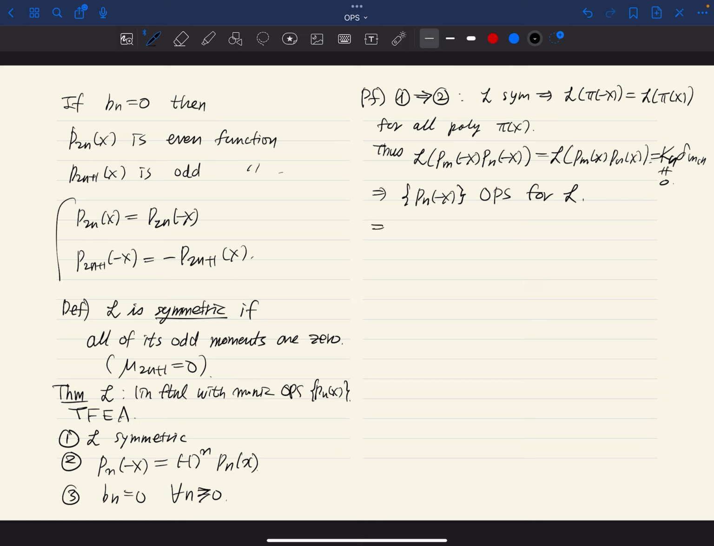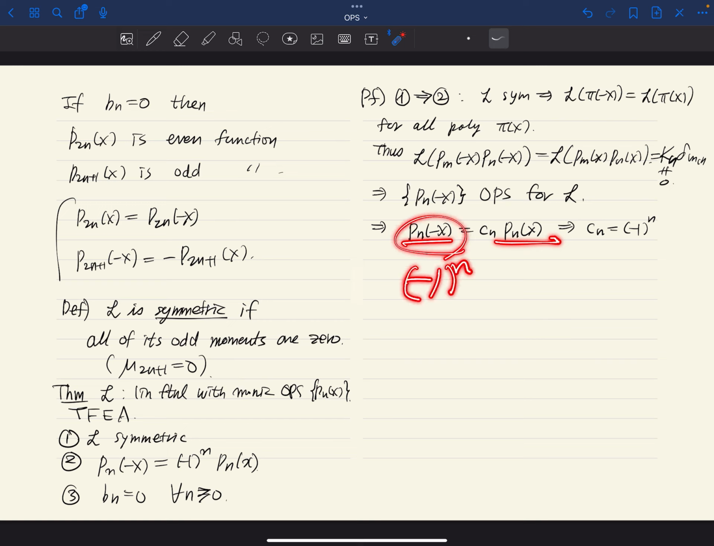Once you have a linear functional fixed, then the OPS is unique up to scalar multiplication. So these two orthogonal polynomials must be scalar multiples of each other, for some scalar c_n. But now you know what c_n must be. Just look at the leading term. The leading term is (−1)^n, and the leading term is c_n. They must be the same. So this is what this means. So this is done.